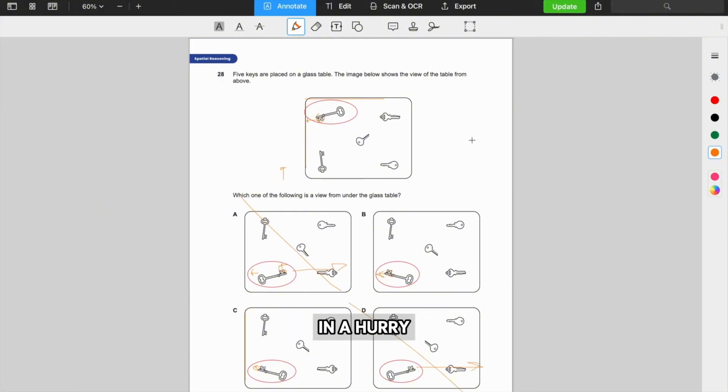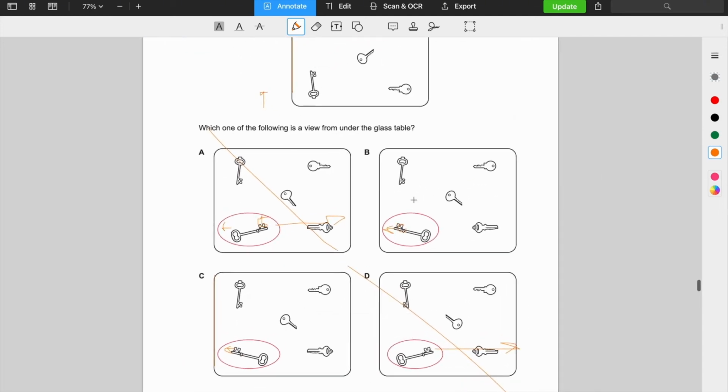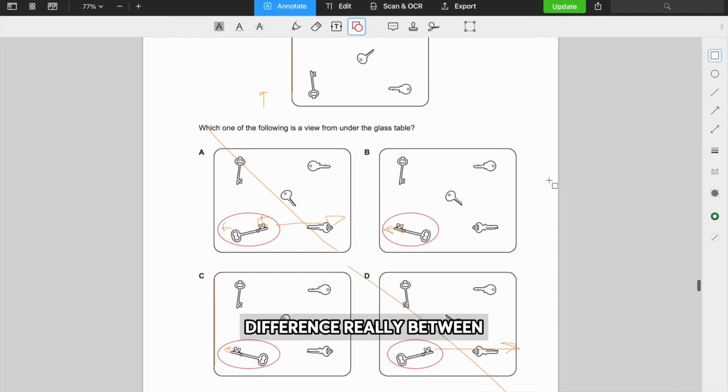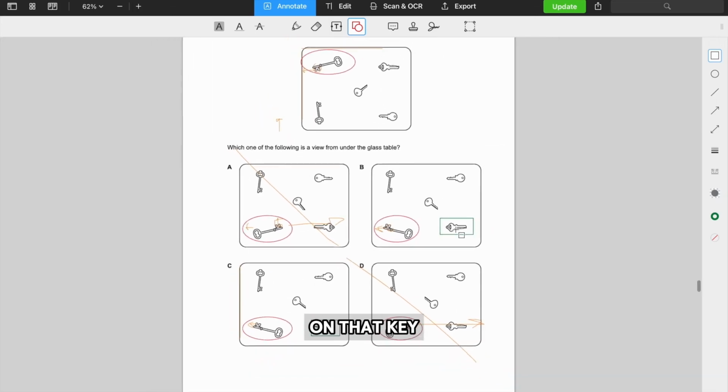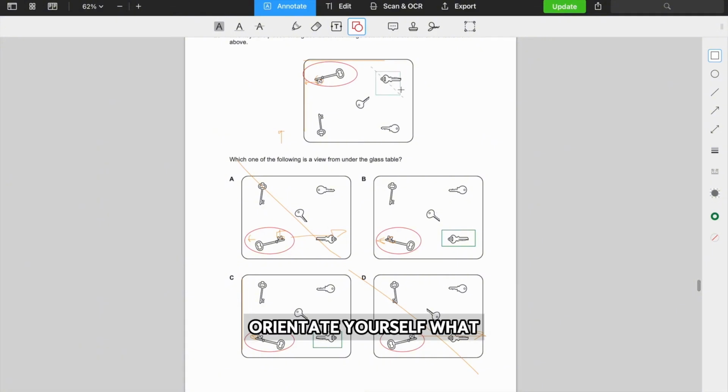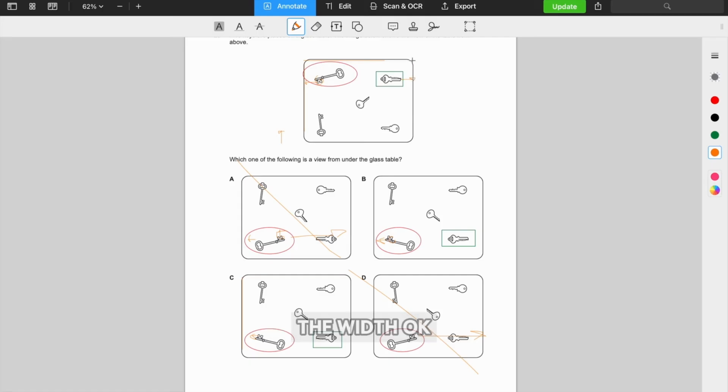If you're really in a hurry, just look at the differences between B and C to save you time. They're pretty similar, but the only difference really between them is that key. So let's focus on that key. Again, very simple. Just look at that key and orientate yourself. The tip of the key has to be pointed towards the width, which we don't have in option C, because rather it's the head of the key that's pointed towards the width, not the tip. We want the tip to be pointed towards the width, which is what we have in option B. So that's why C is not the answer, B is the answer.